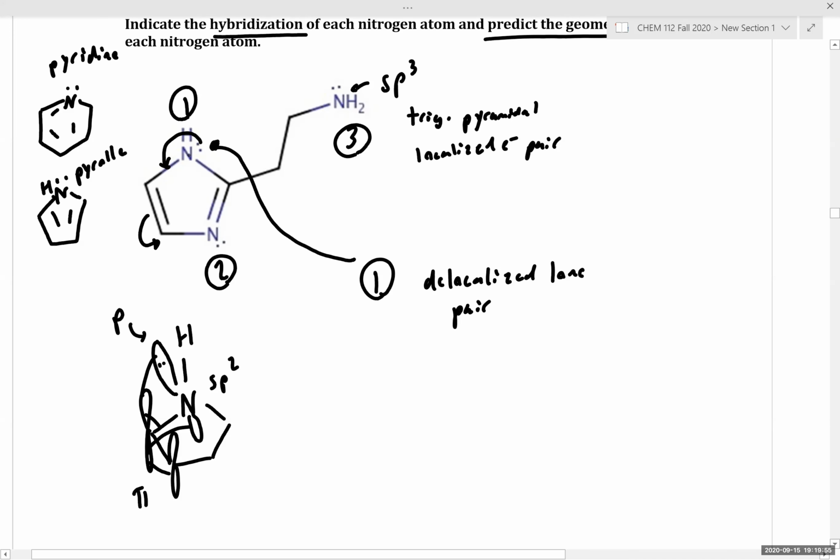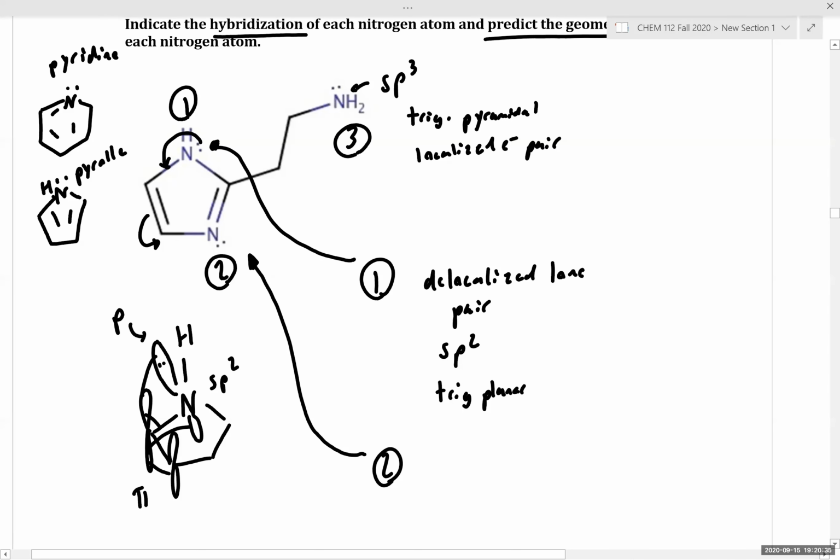In order to delocalize our lone pair via resonance, what is the hybridization of nitrogen one? SP2, exactly right. And as a result, it has a trigonal planar geometry. So the actual geometry centered around each of these nitrogens is different. That's important to consider. Pyrrole is flat. It doesn't have any bent character to it. Let's look at nitrogen number two now, which is right here.